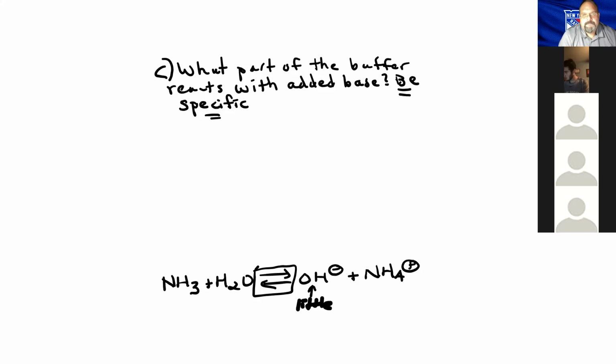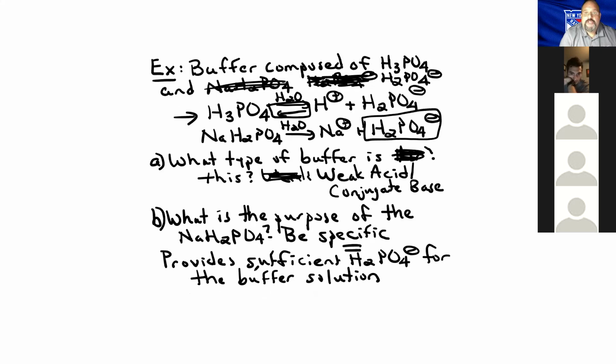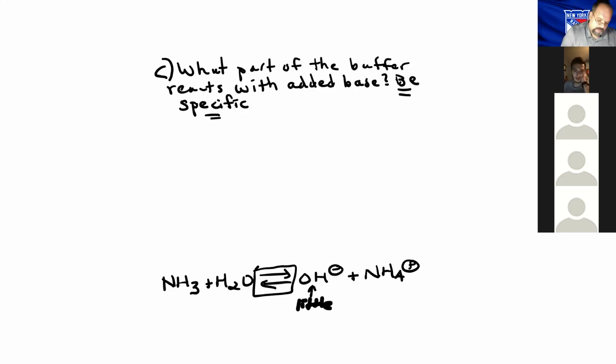All right. So let's go back to letter C. What part of the buffer reacts with added base? And we want you to be specific. So we know in general that the acid part of the buffer is going to react with added base. Which is the acid part of this buffer? Is it the H3PO4 or is it the H2PO4 minus? Remember, the weak acid is going to be the acid part of the buffer. So the answer here is H3PO4.